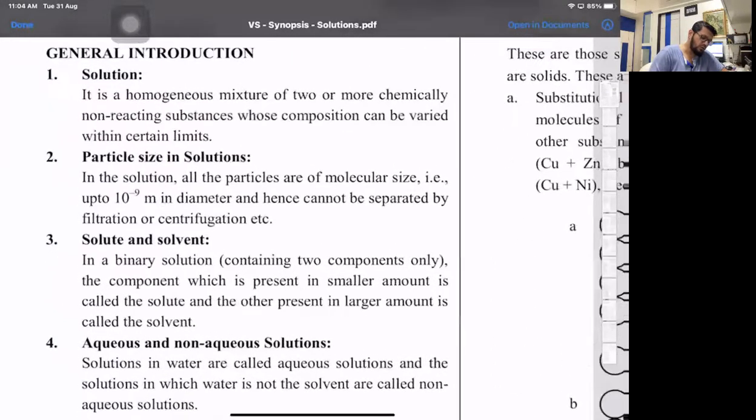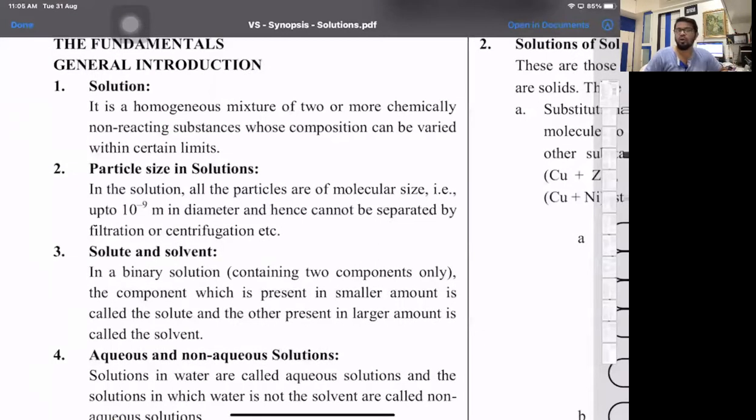First of all, when we talk about solutions, we all know it's a homogeneous mixture of two or more substances, which can be mixed within certain limits. Now the particle size, normally we say in a solution, meaning solute plus solvent, the molecular size is somewhere around 10 raised to minus 9 meters. That's in terms of diameters. That is the size we have, and hence cannot be separated by either filtration or centrifugation.